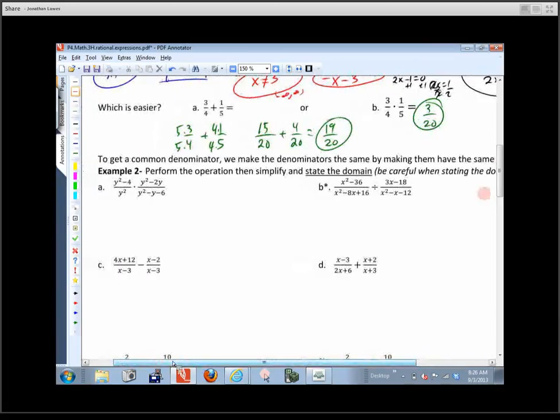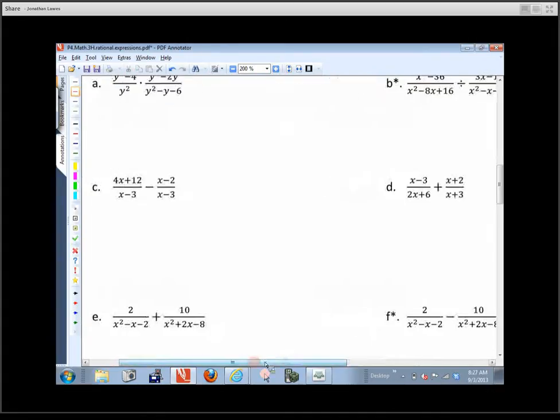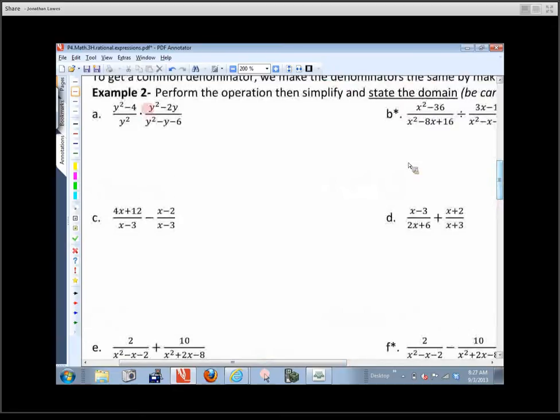Okay, take a look at the instructions for this next example. It says, perform the operation, then simplify and state the domain. So, started off with multiplication and division. Okay? So, if we're going to do each one of these problems, and I'm going to blow this up a little bit bigger so I've got enough room here. The first thing we want to do is let's factor everything and see if we can figure out what the domain is. So I'm going to change this problem to, this is y minus 2, y plus 2.